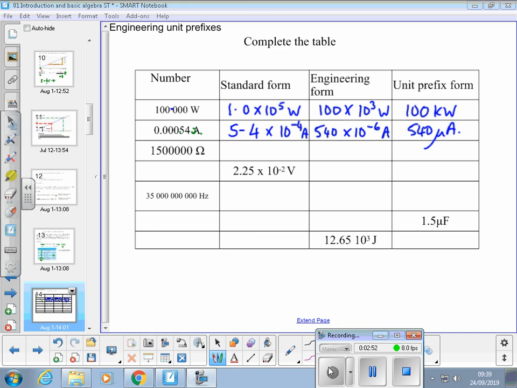This is 1.5 million. We've got to put a decimal place there for standard form. So that's 1.5, 1, 2, 3, 4, 5, 6 places. Ohms. And in this case, 6 places as an engineering form, so it's the same. And in unit prefix, what is it? 10 to the 6, or a million, is 1.5. Anyone? Megaohms.